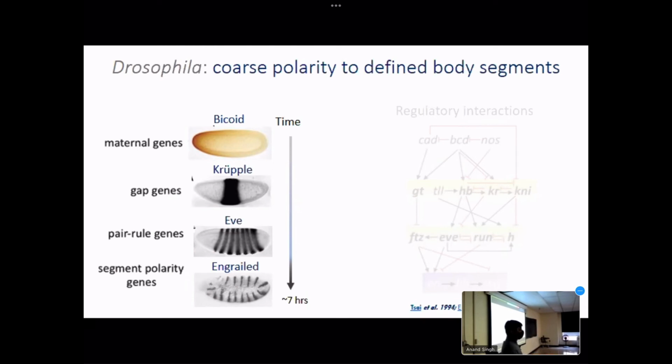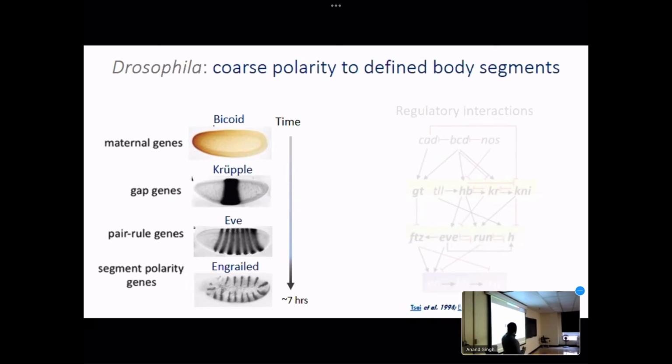So how is this happening? One of the ideas in development is that these maternal genes, for example here bicoid, work as a transcription factor. They will express the next set of genes called gap genes. And now, depending upon what gap genes are there in those body parts, they will further go into more refinement of a gene called pair-rule or many other genes.